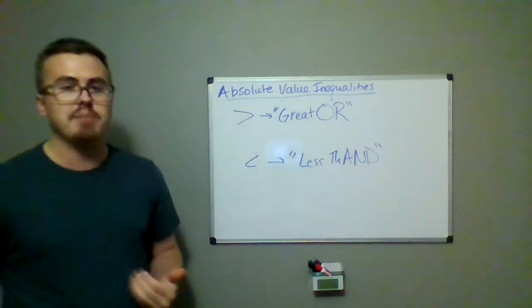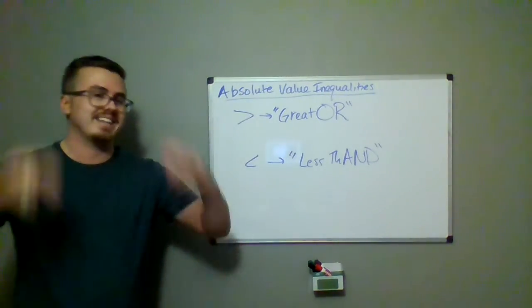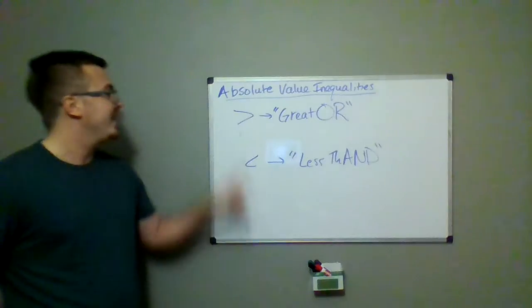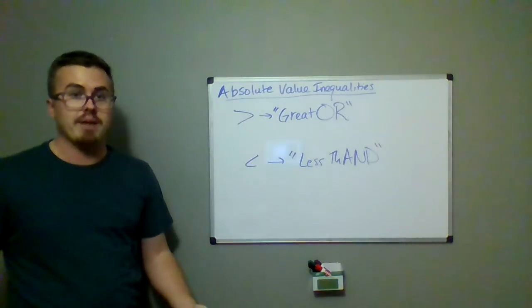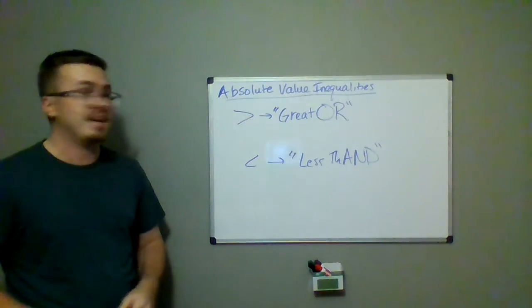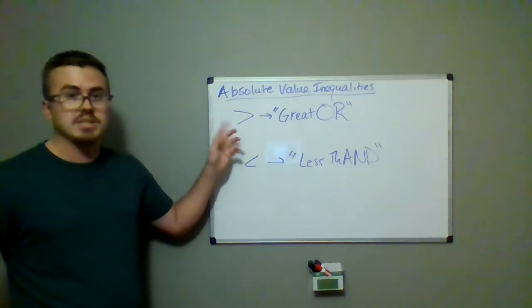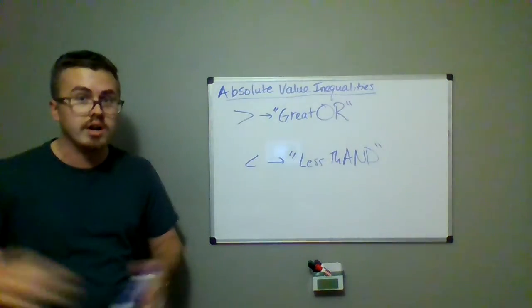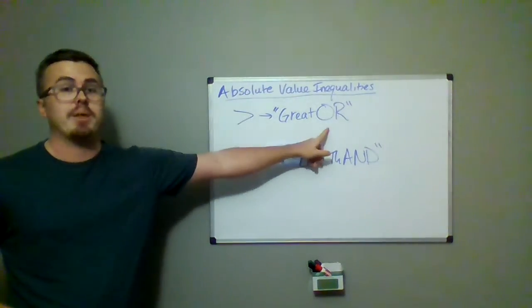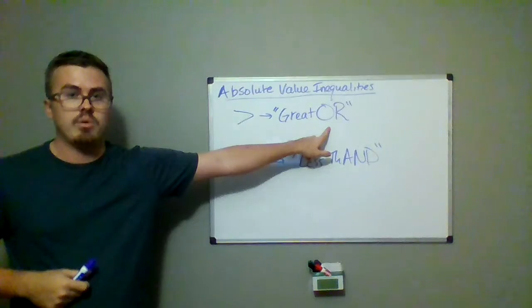If you have an absolute value inequality, and this is like the absolute value of something is greater than a number, then it becomes an or problem. And I want you to remember it by saying absolute value of x plus something is greater than a number. So that becomes an or compound inequality.